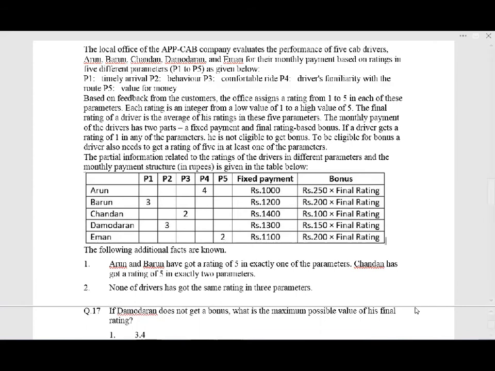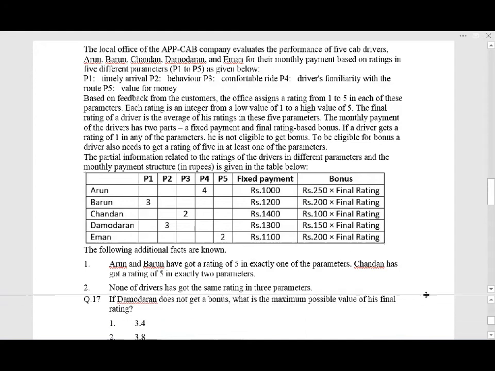If Damodaran gets a bonus, what is the maximum possible value of his final rating? Damodaran is getting a bonus, so none of the ratings is 1, and at least one of them is 5. No 3 ratings are the same, so I'll give him 2 5s. I have written in these 2 places, you can give 5 in other places also. And the rest I'll give 4.